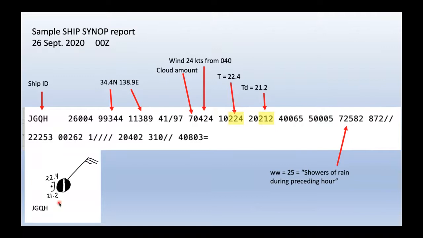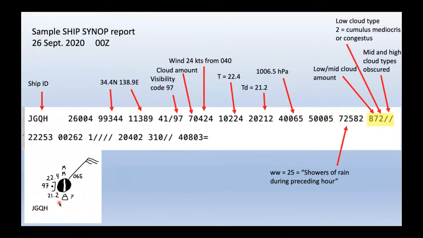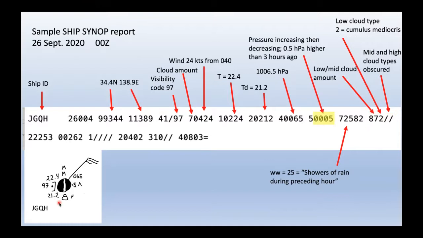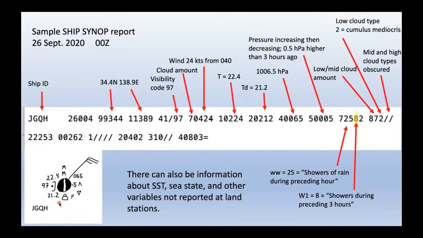And then we put in the temperature and dew point, the visibility, which in this case is a code for a certain visibility. I don't remember what 97 exactly means. And the sea level pressure. And the cloud layers, in this case, the top two are missing, so there's nothing there except M's. And the pressure tendency and the past weather. And there's other things that can go in there as well, like sea surface temperature, sea state, and other variables that are normally plotted when they're available. I didn't even look very hard to see if they're in this report or not.